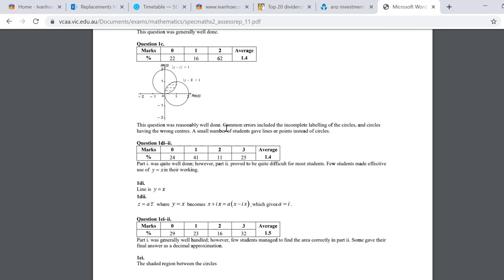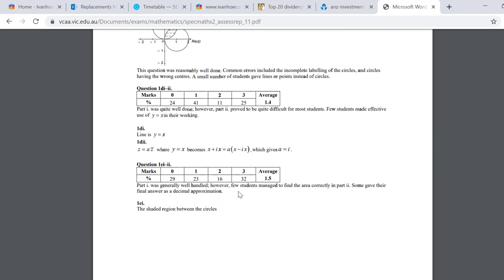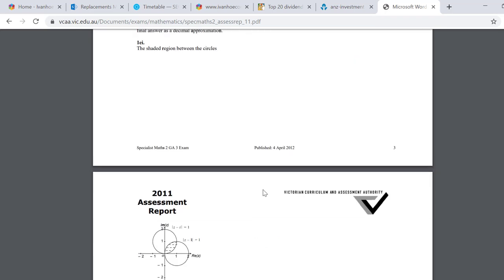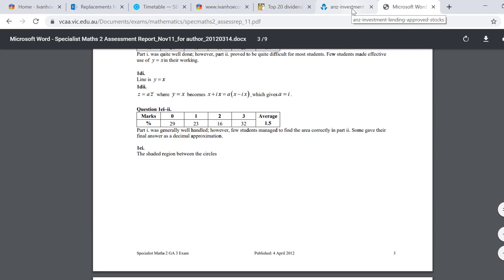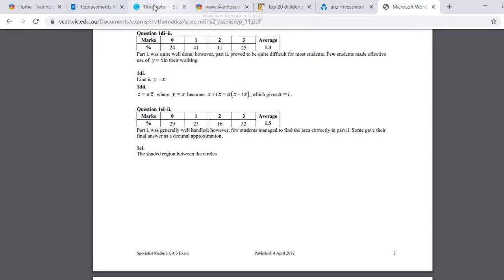But as you can see here, part D i, you can see there that 24% of students got 0, 41% of students got 1. So that was the separator question. That had less than 50% average. And in actual fact, the last part was a region between two circles, and that wasn't done very well. But some regions have been removed. They will now ask you to actually look at or draw circles and lines on the complex plane. They will not ask you to find any regions anymore.